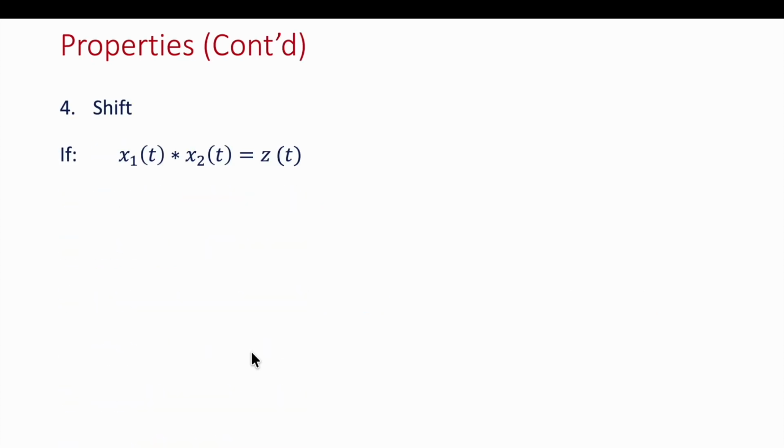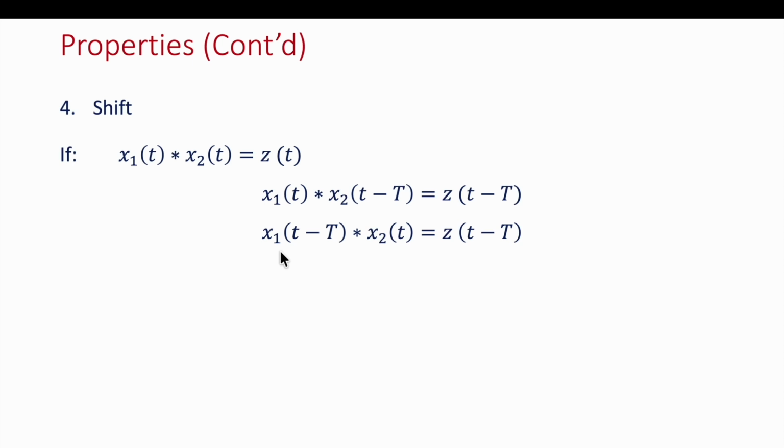The fourth one is the shift. What does that mean? If x1(t) is convolved with x2(t) and you have a third signal equal to z(t), but your signal x2(t) is a shifted version and you take the convolution with x1(t), the result will be the shifted version, z(t minus T). So the shift will be there, and if you shift the first signal, that shift again affects the result signal.